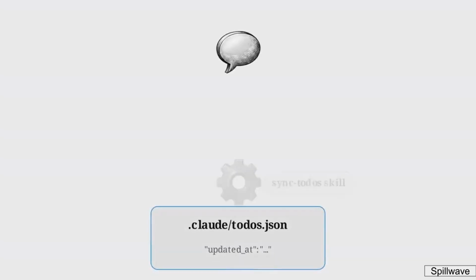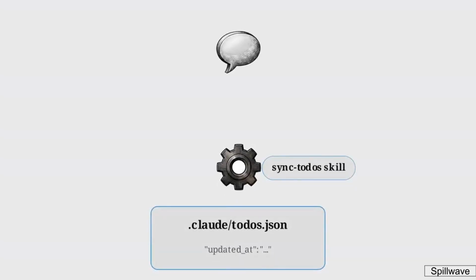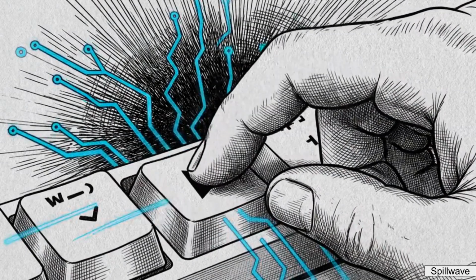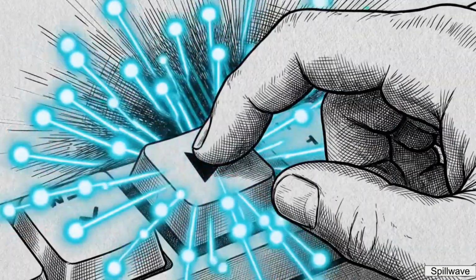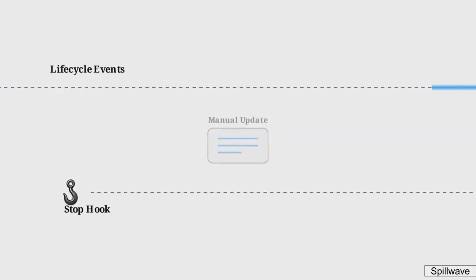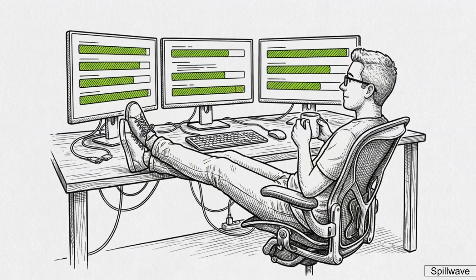You solve this by building a custom automation skill, typically named sync todos. Once that skill exists on disk, you wire it to a stop hook within your Claude configuration. The stop hook runs silently at the end of every LLM turn. It grabs the internal state and seamlessly pushes it to the JSON file, catching all manual updates that standard lifecycle events miss. By automating this loop, the system updates its own long-term memory, completely removing the developer from project management chores.